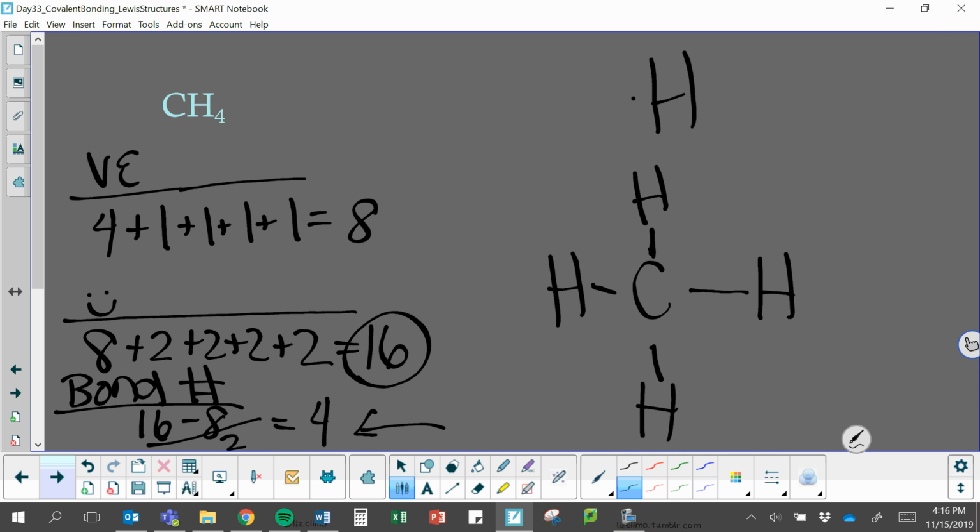And we can double check to make sure everybody's happy. So hydrogen here has 2 electrons. It has 2 from this bond, so it's happy. Same with all the other hydrogens. They have 1 bond, so 2 electrons, so they're happy. And then each of these bonds for carbon is 2, 4, 6, 8 electrons, so that also makes carbon happy. So all of our atoms are happy. And this is how we would draw the Lewis structure.